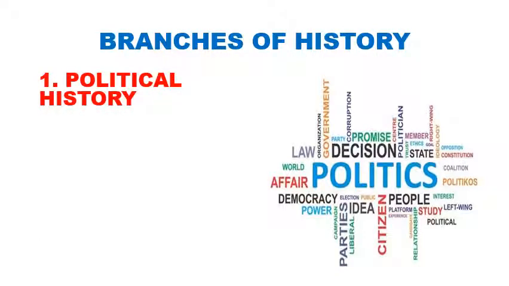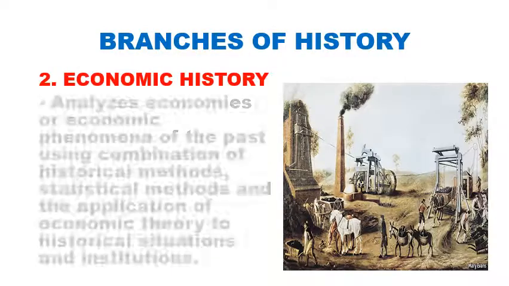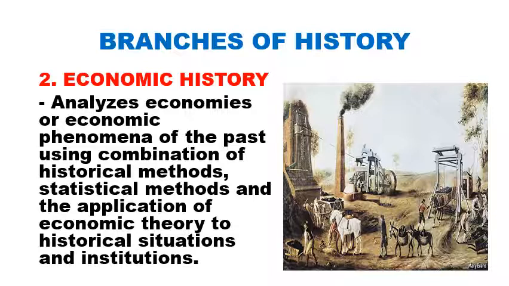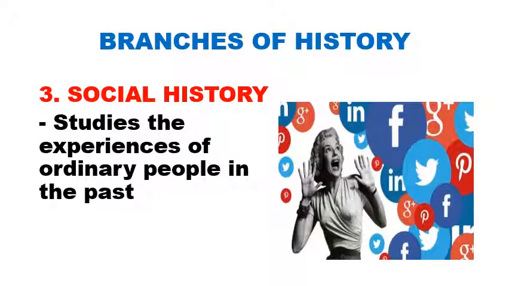Branches of history. Political history deals with the narrative and analysis of political events, ideas, movements, organs of government, voters, parties, and leaders. Economic history analyzes economies or economic phenomena of the past using a combination of historical methods, statistical methods, and application of economic theory to historical situations and institutions. Social history studies the experiences of ordinary people in the past.